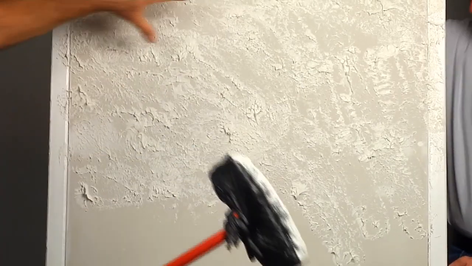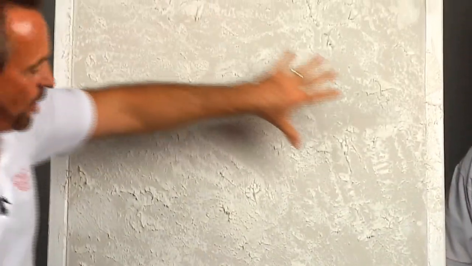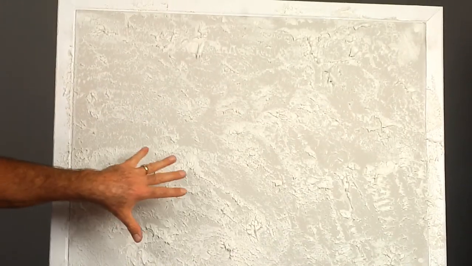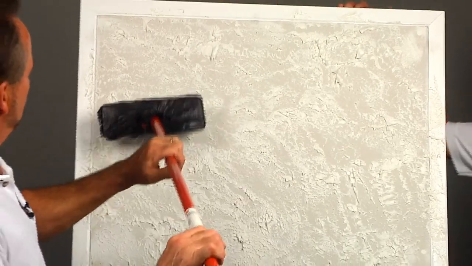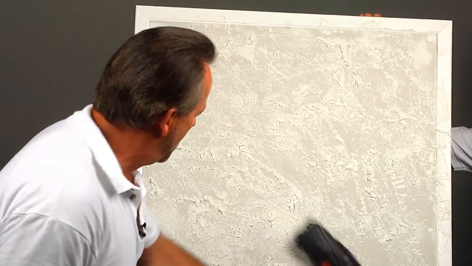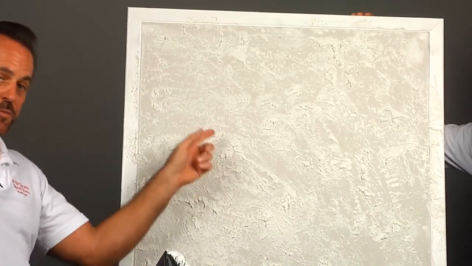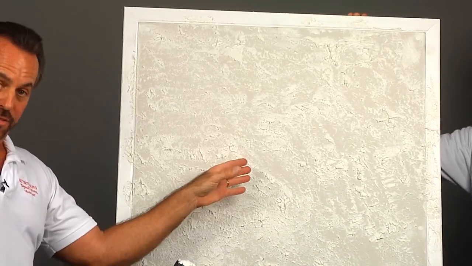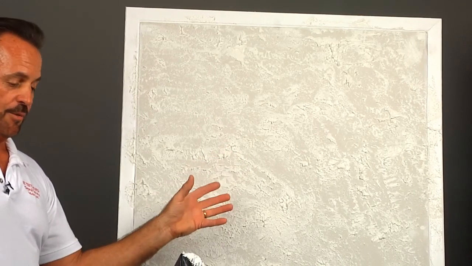Now, you go across, what you want to do is basically cover the whole area, don't leave any smooth spots. And then you just take it, kind of touch it up, make sure you got all the areas covered. And keep in mind, if there was orange peel or knockdown behind this, this would actually cover it up and blend in with the texture.